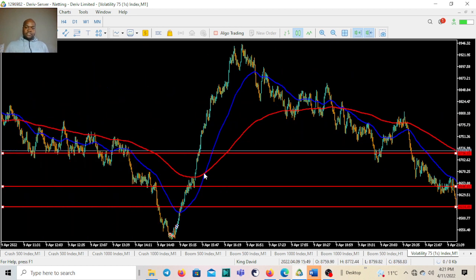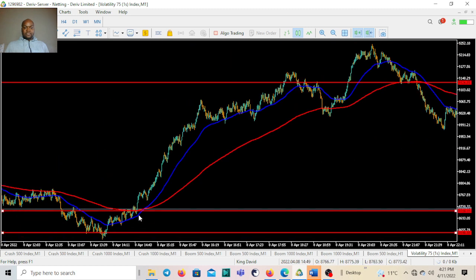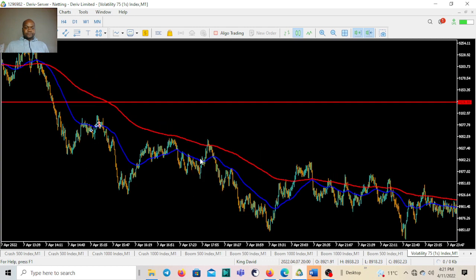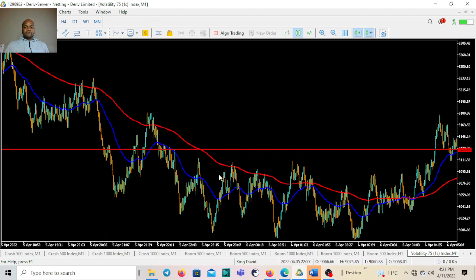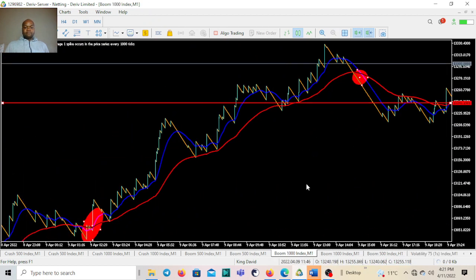Here we have a good example of a buy. The market went up and then it came down at this point, and here there's a very good example of a sell. You can see the market was going down and you're going to exit at this point. The same applies here. The market crossed above here and was able to go up there. So this strategy works perfectly. It works perfectly in boom and crash.